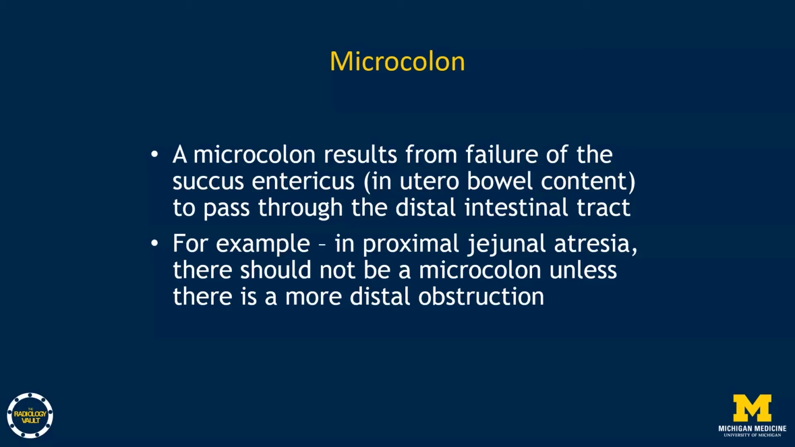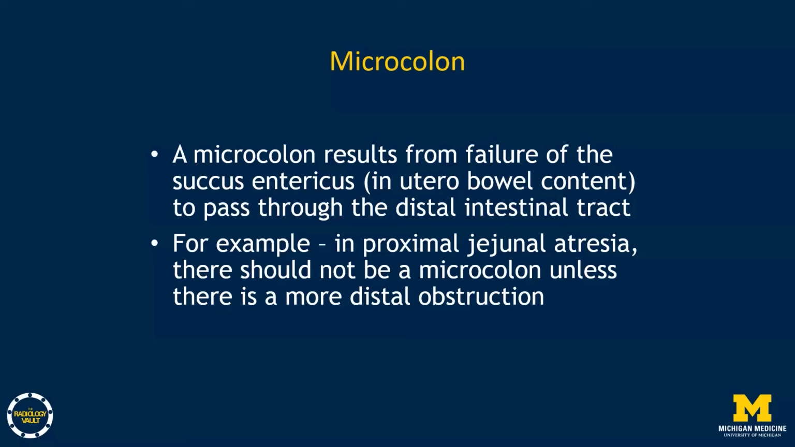This allows for the GI tract to develop normally. The microcolon will result if that process does not occur. So, for example, let's say a patient has a proximal jejunal atresia. On the radiograph, you would see what is sometimes referred to as the triple bubble instead of the double bubble of duodenal atresia.